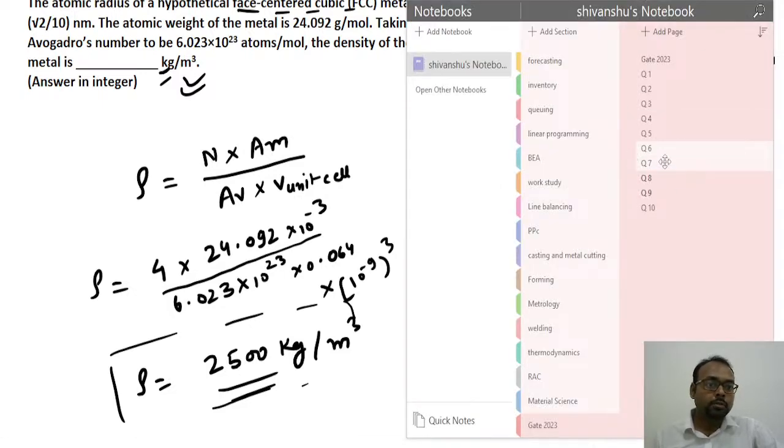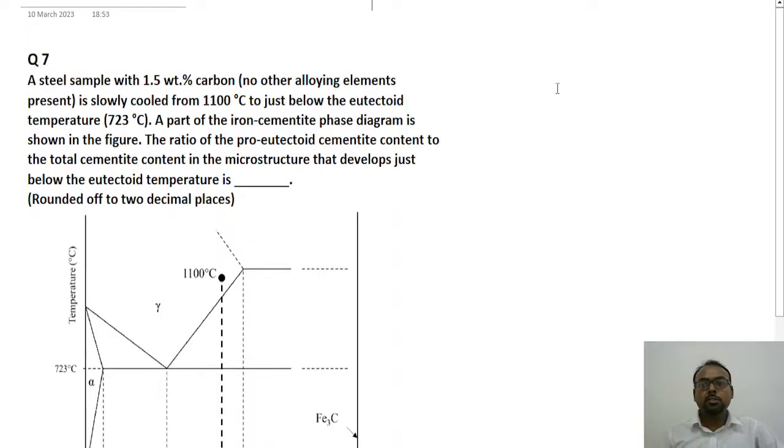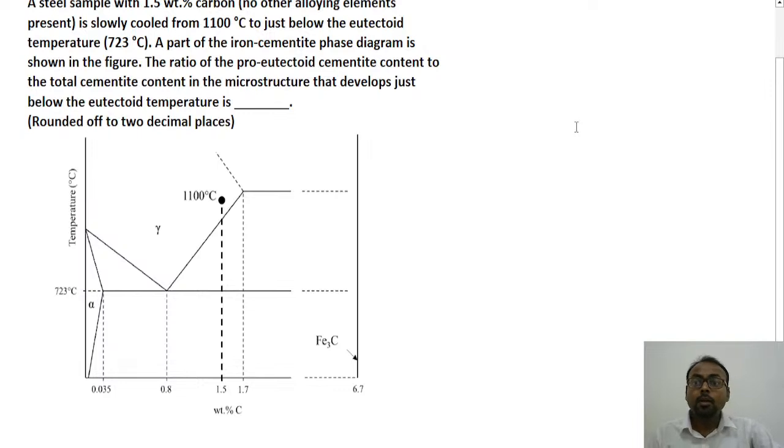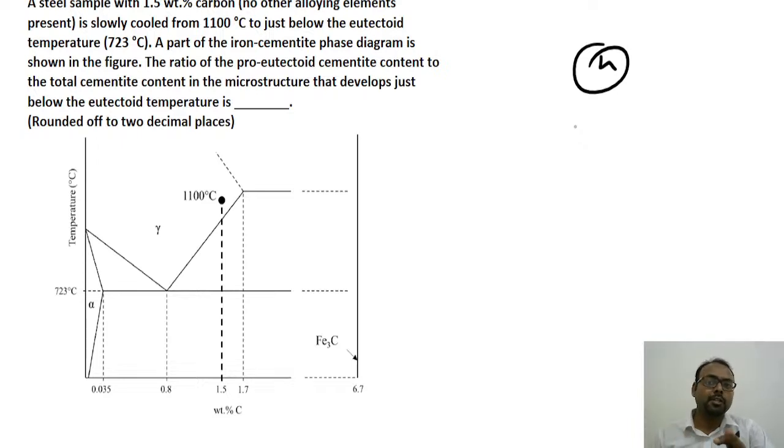Now let's go to the seventh question. This question is also from material science, and it is asked for 2 marks. So in total this year, we can say 4 marks of questions have been asked from material science, right? Along with 13 marks from the production side.